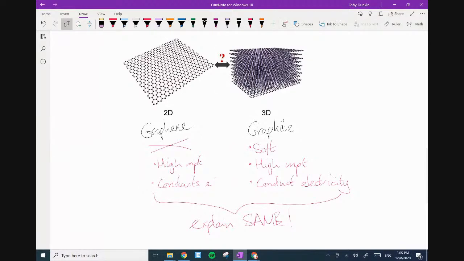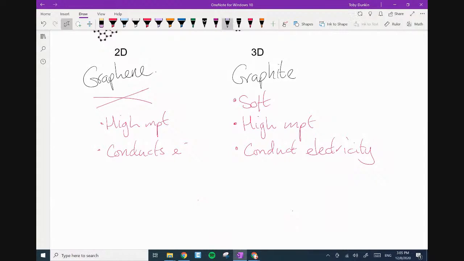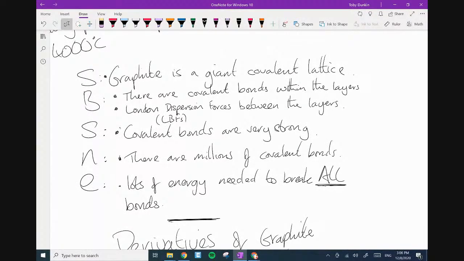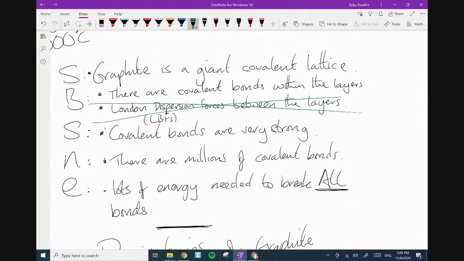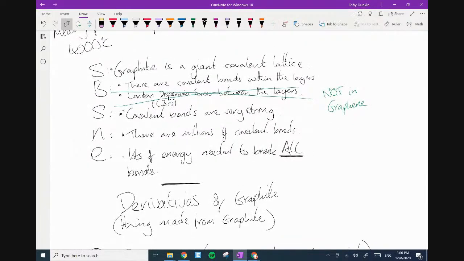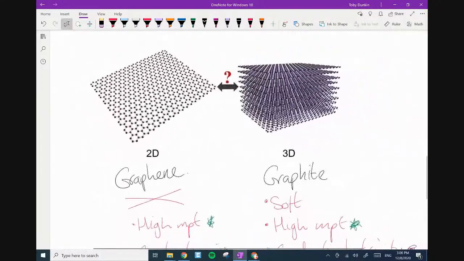Now, just to mention, by the way, high melting point, take that all back. In terms of the explanation, these two are the same. However, in terms of high melting point, these are not the same. So hang on a minute. How is it going to change? I think it's fairly understandable which bit changes. For graphene, the London dispersion forces vanish, and that is the only difference. For graphite, yes, but for graphene, no, because it's only got covalent bonds in the layer. That's it. Still 4,000 degrees, crazy high temperature.